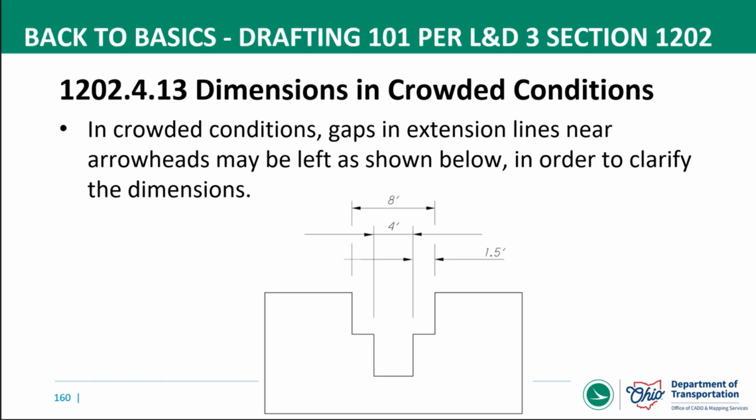So crowded dimensions and crowded conditions. These examples are not all that crowded, but I think they're overly exaggerated. Hopefully they get the point across. I'm looking at this 4 foot dimension in the middle here. Obviously, in the real world, hopefully you would just put the terminators on the inside of the extension lines. But what this is showing is maybe a case where you can't fit that, so you have the lines on the outside. You can break those extension lines where the dimension lines would cross. But rule of thumb is never break a dimension line. It's okay to break an extension line.